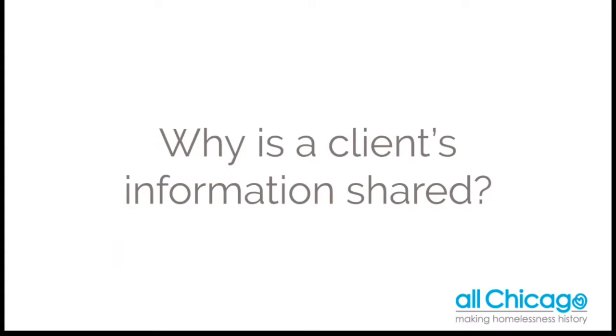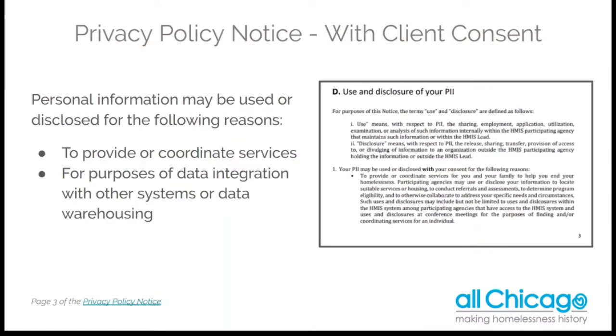Why is a client's information shared? As stated previously, by sharing information, the collaborative is better able to communicate and thus better able to help fulfill the client's needs. It can be shared two ways. So with client consent, personal information may be used or disclosed to provide or coordinate services or for purposes of data integration with other systems and data warehousing. For example, different participating agencies will disclose their information to help locate suitable housing, conduct referrals or assessments, or determine program eligibility in order to find housing for a client. In other words, agencies will collaborate to address this client's specific needs.